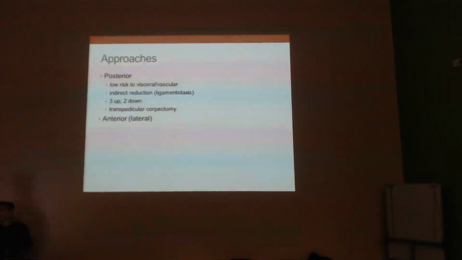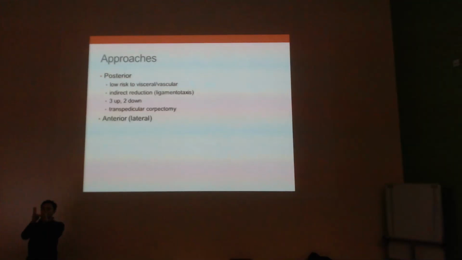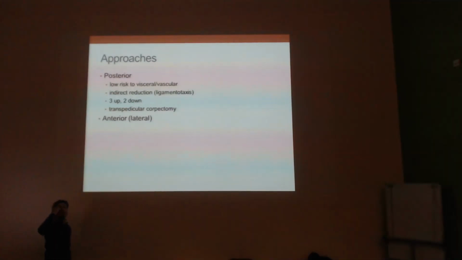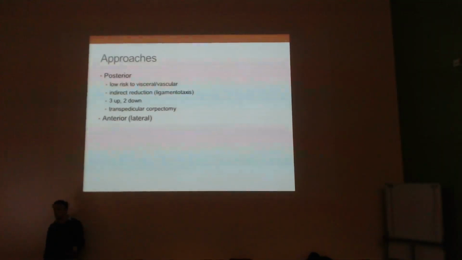So posterior approaches, generally there's low risk of visceral or vascular injuries. If you fix the fractures straight away, you can use ligamentotaxis. So there are AO screws that go into the pedicles, and you can stretch them out and regain the height. Generally, we go 2 up, 2 down, or 3 up and 2 down. How many screws we put into the thoracic spine doesn't really matter because it's a stiff part of the spine. But we try to limit how many screws we put in the lumbar spine. Sometimes we do it without violating the joint, so that you can come back a year later and take the screws out. So that's another option as well.